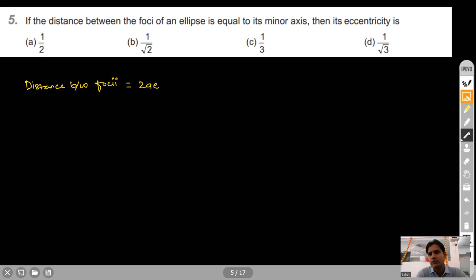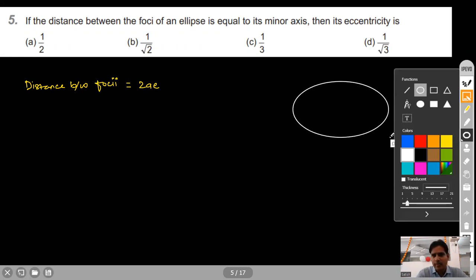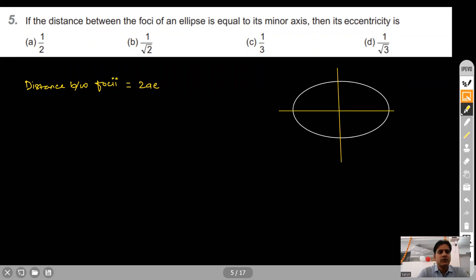Let me draw a rough diagram for this. So suppose I am taking this ellipse, okay? And let me draw the major and minor axis for this. So suppose this is our first focus. We all know that an ellipse has two foci, right? If we call it S, we normally call this focus S dash. And the coordinates of S is what? AE comma 0, right? And the coordinates of S dash is minus AE comma 0. So what is the distance between foci? It is equal to 2AE, this distance. We are talking about this distance. So this will be 2AE, right?